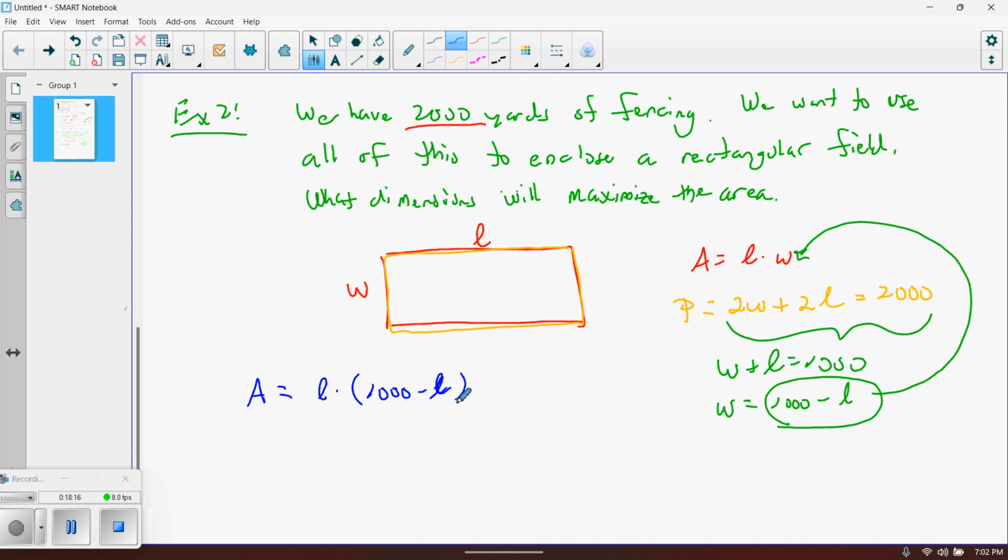That in itself is a quadratic. I know because if I distribute 1,000 L minus L squared, that's a quadratic. The coefficient in front of the L squared is negative, so this is something which opens down. The quadratic will open down, which means that at its vertex, just like we showed in that previous graph, it will have a maximum. So this is a good thing because we want this to have a maximum value.